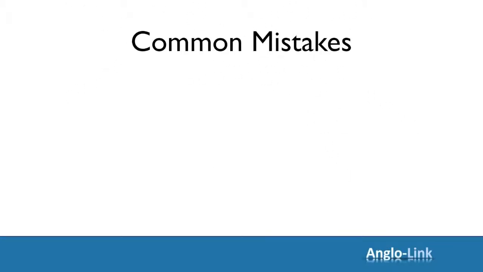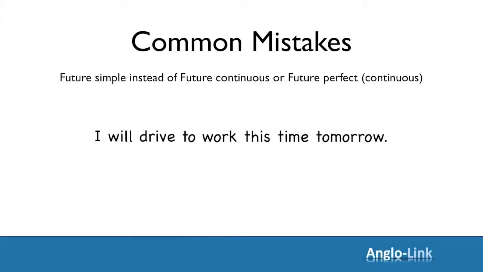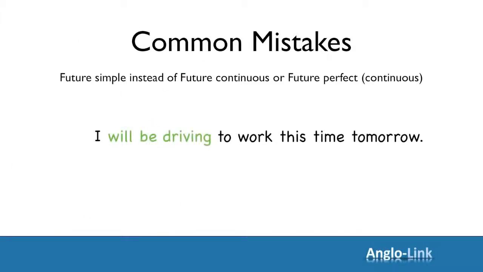Right, let's wrap up by looking at some common mistakes. The most common mistake is using the future simple tense, I will do, instead of future continuous, future perfect, or future perfect continuous. Let's look at some examples. I will drive to work this time tomorrow. Action taking place at a specific time in the future. So not will drive, but future continuous, will be driving.